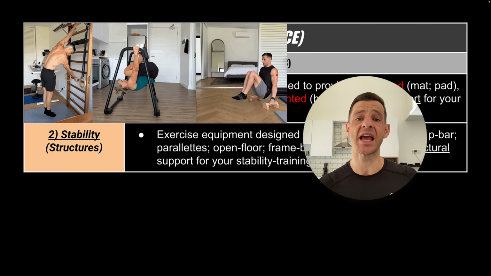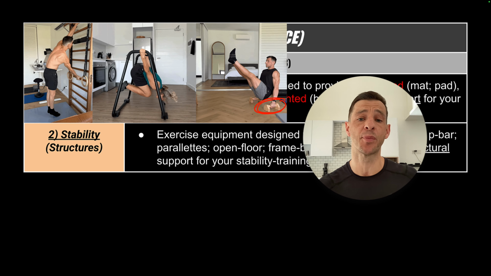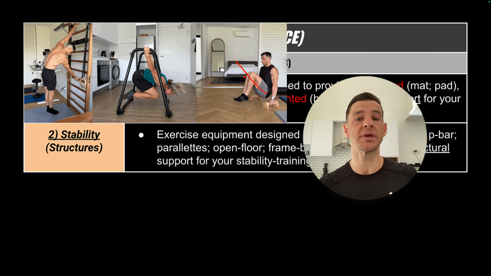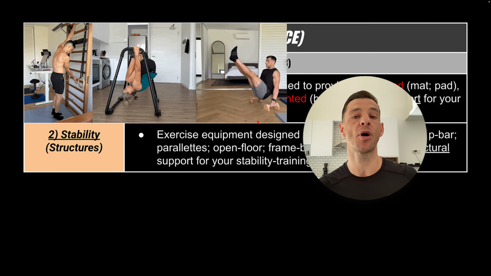Also, if you said that the upper body is in a closed kinetic chain position, meaning the base of support is fixed, and the lower body is in an open chain position, meaning the lower body can move freely. And if you said that that's open chain, you would get bonus points.